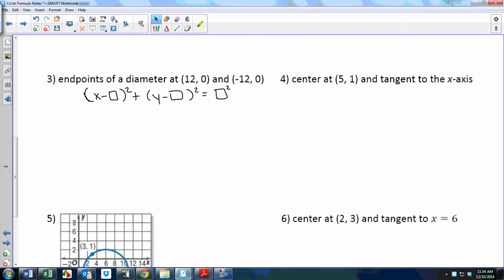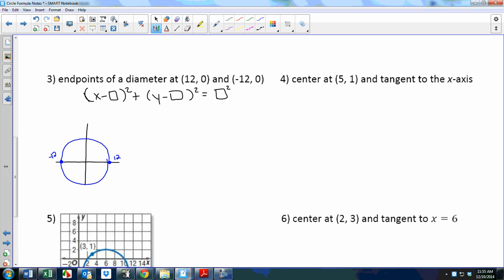All right, so let's take a look at number 3. Picture. Now, picture would have an endpoint at 12, 0 and negative 12, 0. You don't have to be real specific with this. That's x equals negative 12, and that's x equals positive 12, and the rest of your circle is somewhere out there.